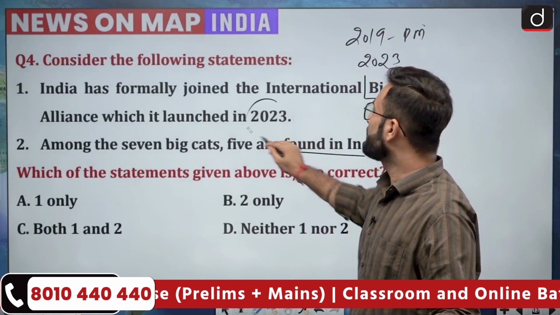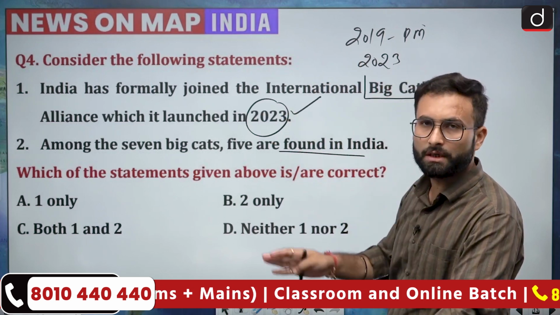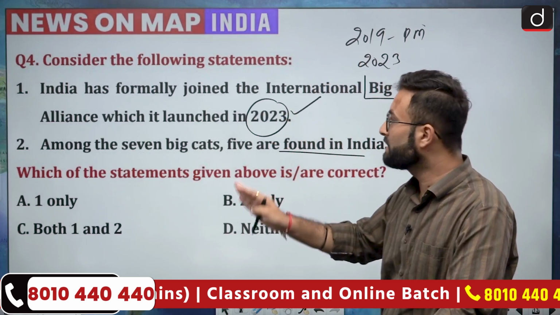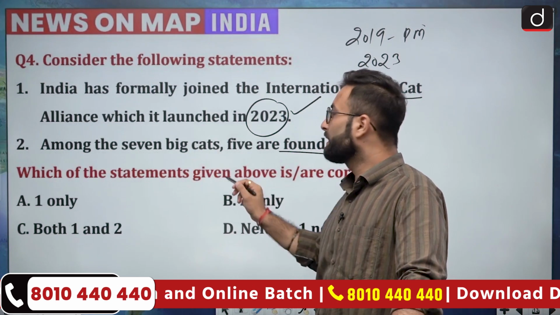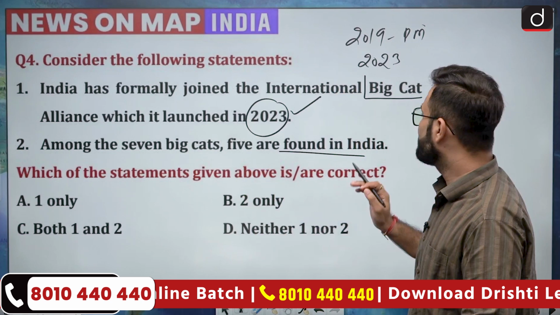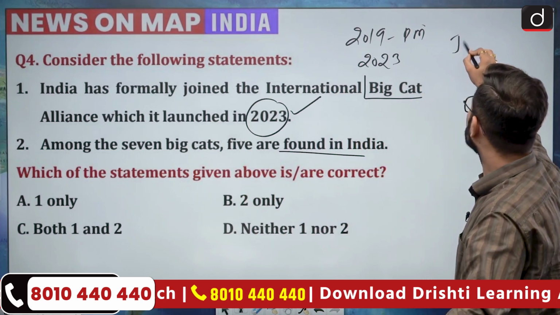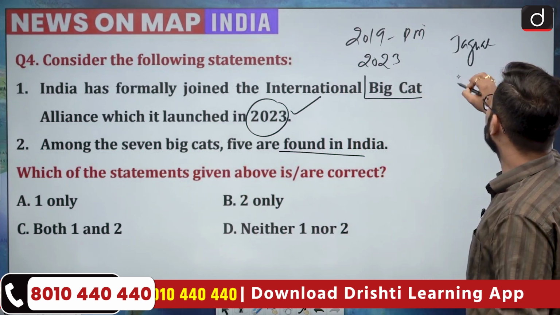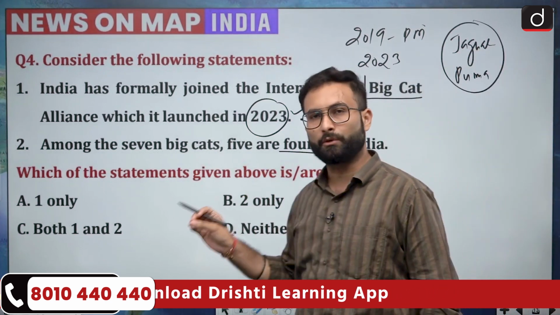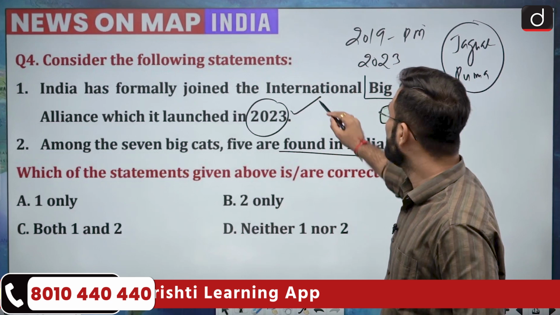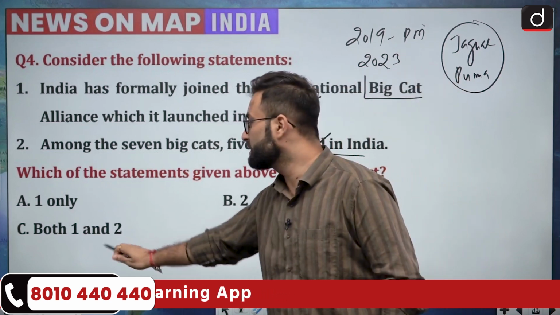So this statement is correct, that India has formally joined the International Big Cat Alliance, which was launched in 2023. Then among the 7 big cats, 5 are found in India, except for the jaguar and puma. All other species are found in India as well. So we can say that both the statements here are true. Option C would be the right answer.